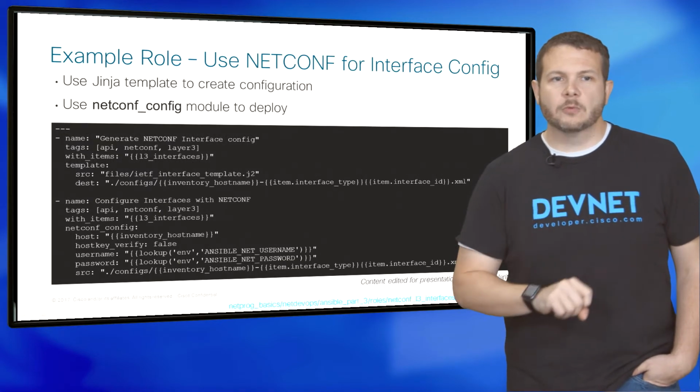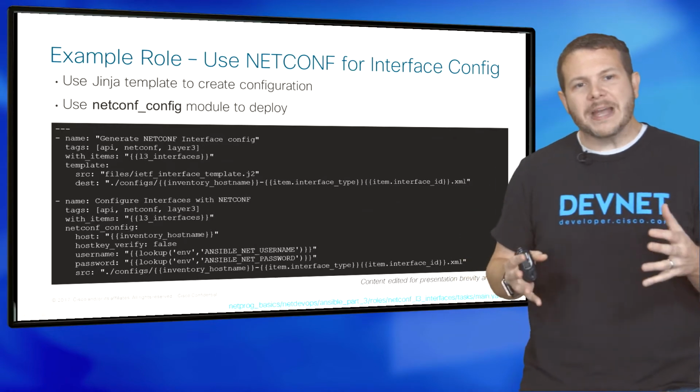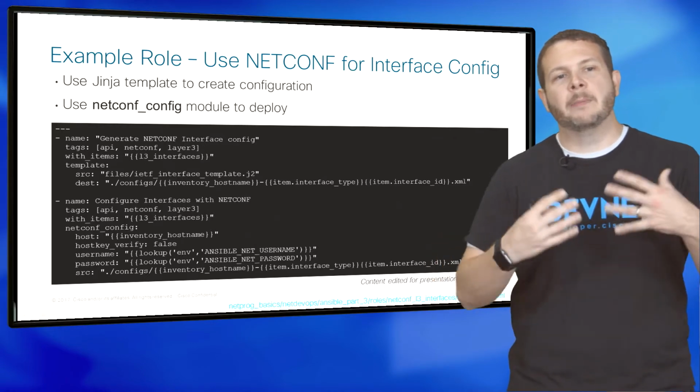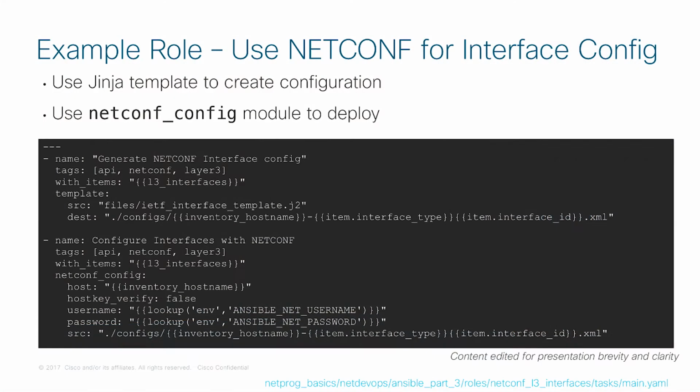Now an example of what a role might look like is here. This is where we actually see the automation on how to accomplish some task. In this example, we're seeing how we can use netconf to do interface configuration. We're leveraging Jinja templates, and we talked some about those in previous lessons, to actually build the netconf payload that configures an interface. And then we use the netconf config module to push that configuration out.